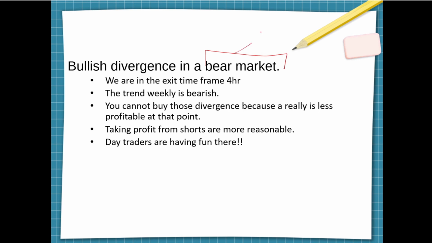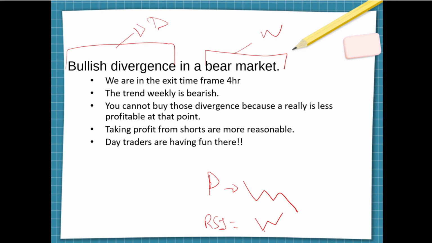This is a weekly study. Okay, it's a bear market. Bullish divergences, it's a daily presentation. So what do you get? You get price that is going down. This is the price going down, and then your RSI is telling you something like this. So you get a bullish divergence. We are in the exit time frame, and the trend is weekly.